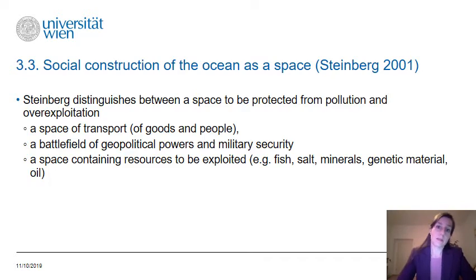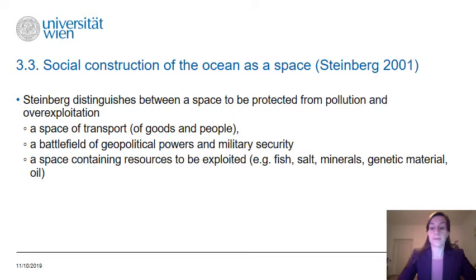So Steinberg also addresses the issue of ocean protection, and he says that actually it's part of this third construction of the ocean as a space containing resources, because the emergence of the narrative that the ocean should be protected is seen by him as being related to the awareness that an overexploitation of the ocean may lead to a significant decrease of available resources to be extracted. So ocean protection becomes part of a narrative of economic growth, where still the ocean is seen as a space that contains resources. Nevertheless, I would like to point to two other constructions that also will matter in this lecture.